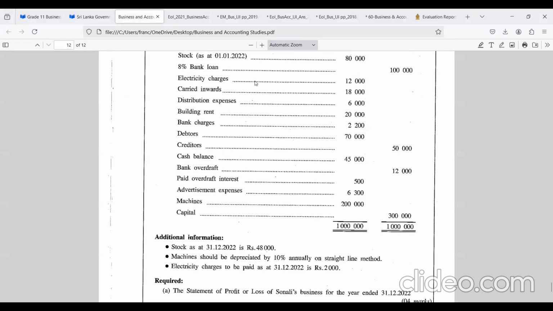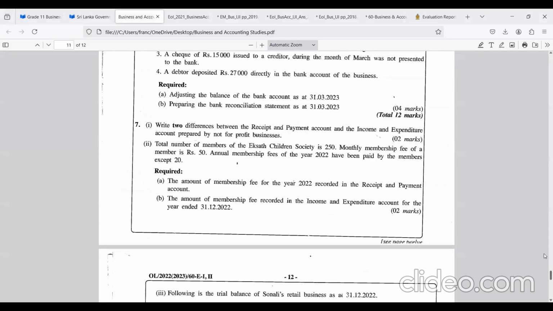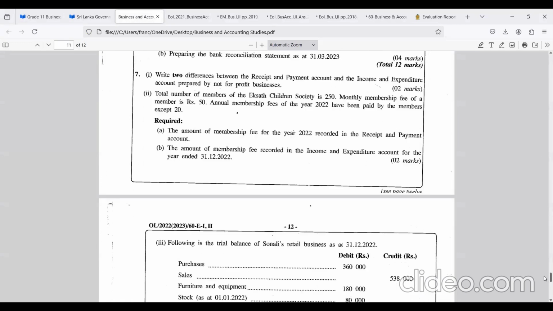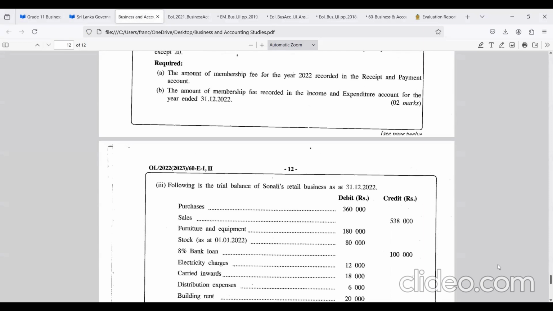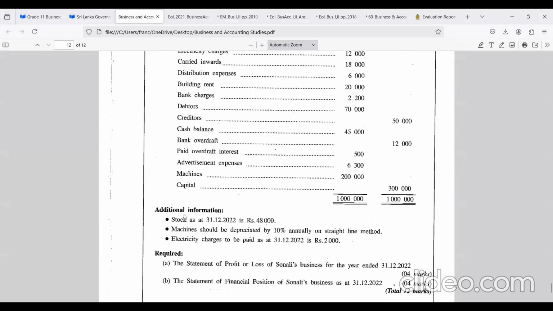Okay, so I'll start. Additional information. Closing stock. I think this is the very recent paper. I don't know if it is 222 or 223. You guys are doing 224, 225. There is another recent paper. Okay, right. Closing stock is 48,000. Where to record it?